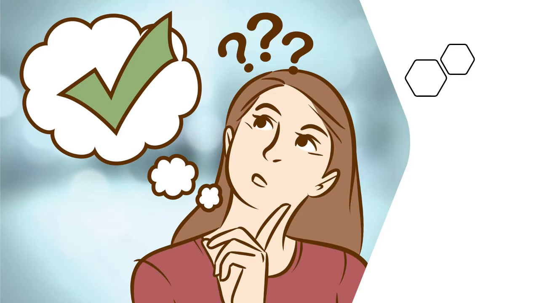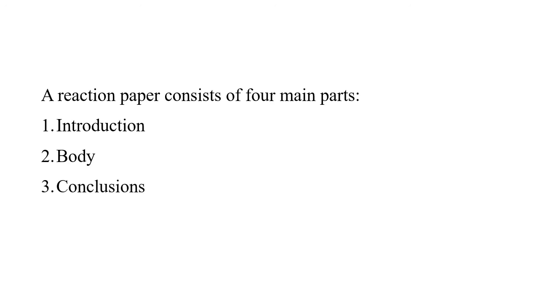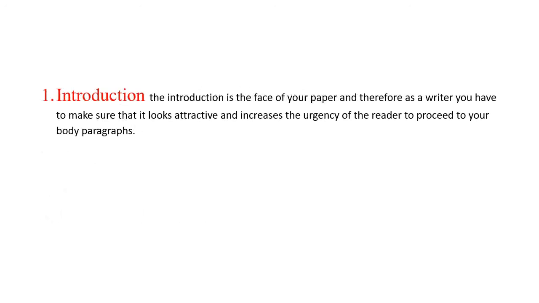So, paano nga ba gawin ang isang reaction paper? A good reaction paper consists of four main parts: the introduction, body, conclusions, then lastly is the list of citation and sources. First is the introduction. The introduction is the face of your paper, and therefore, as a writer, you have to make sure that it looks attractive and increases the urgency of the reader to proceed to your body paragraphs.